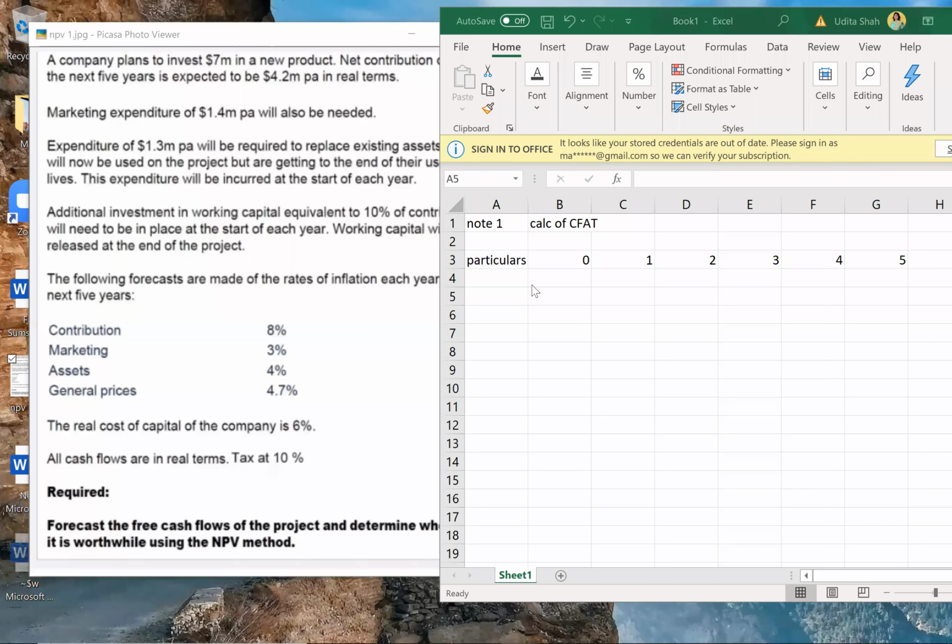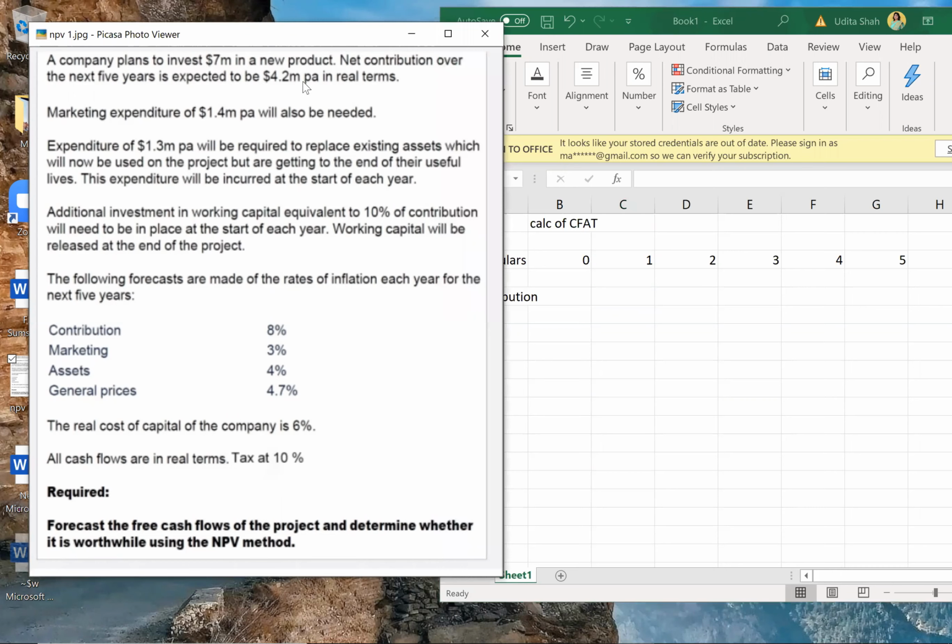Okay, let us check. So we'll start with what we don't need to start with. We don't need to start with sales. We'll start with contribution. So how much is the contribution? They are given net contribution. Net contribution over the next 5 years expected to be 4.2 million per annum in real terms.